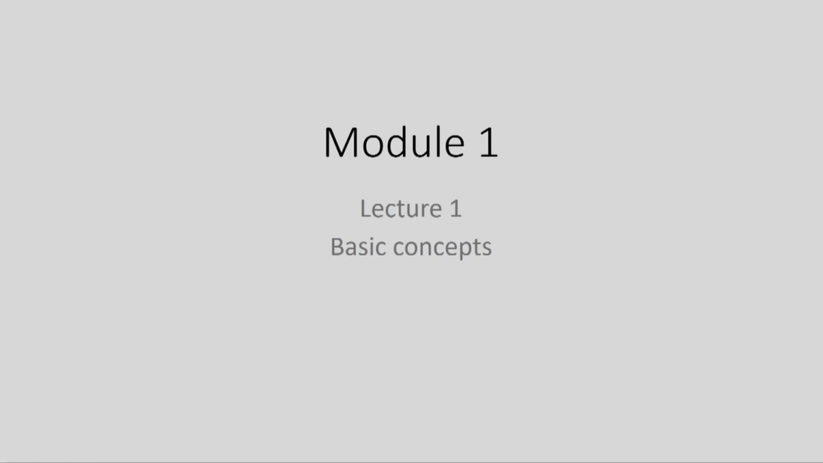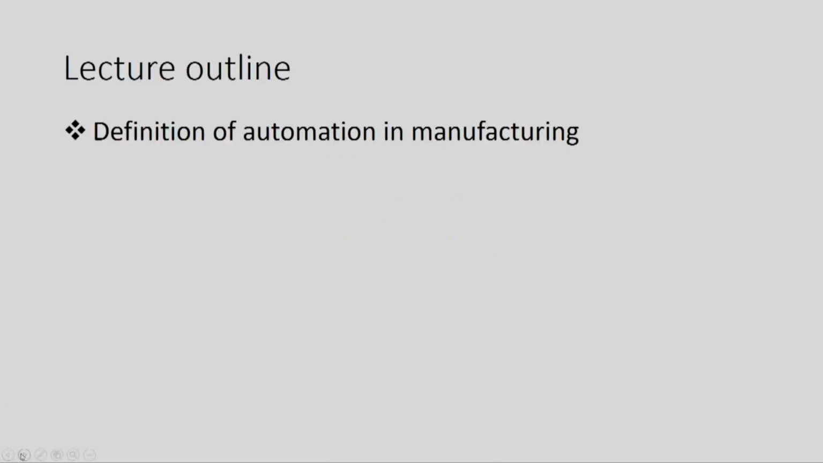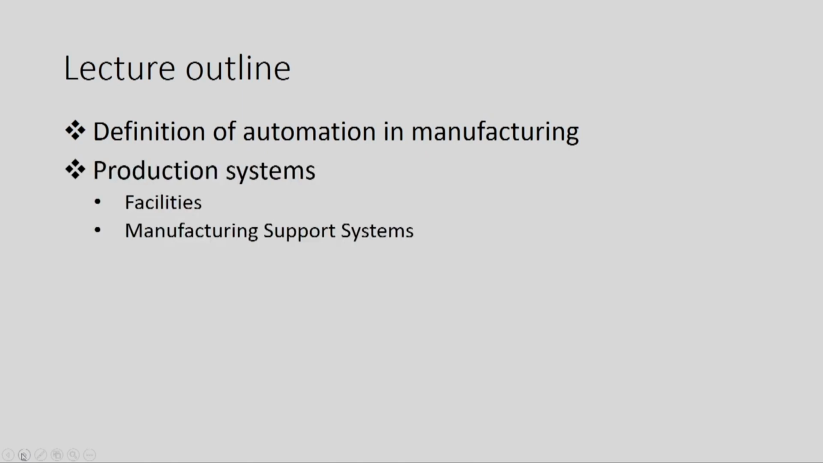Well, with this introduction to the course, let us begin the lecture 1 of this course. In this lecture 1, we will be studying the basic concepts related to automation in manufacturing. Initially, we will be studying the definition of automation in manufacturing, then various elements of a typical production system, that is facilities and manufacturing support system. What is the meaning of facilities and what are the various manufacturing support systems that are essential for a production system will be studied.